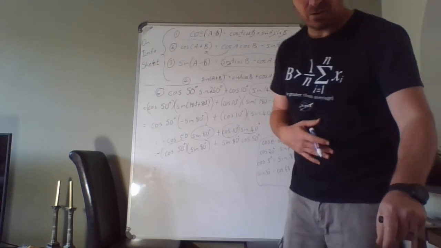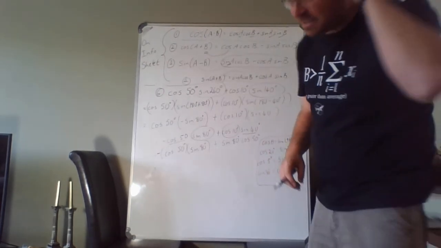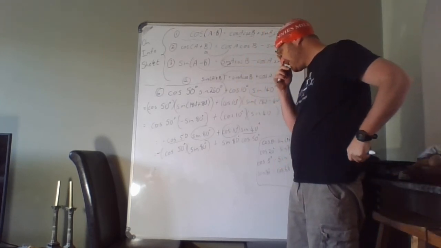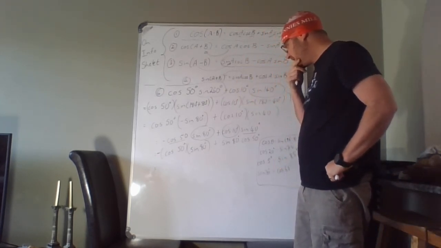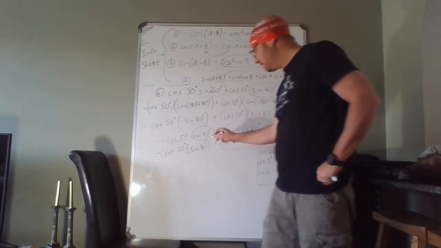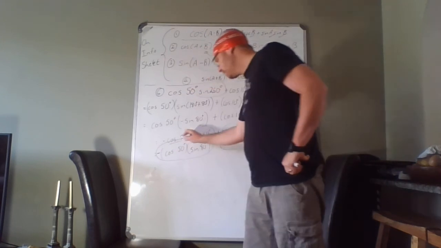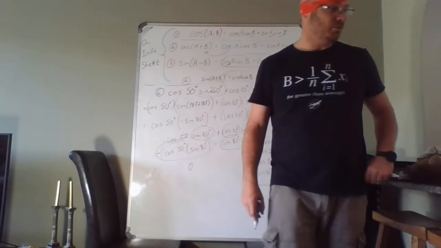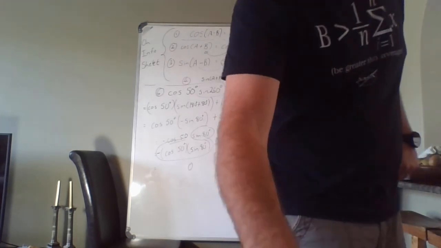Hang on. Press pause. Something seems to have gone wrong. Right, I did a crucial thing and I doubted myself. And there is no need to doubt yourself, because sine 80 cos 50 minus sine 80 cos 50 is simply going to be equal to 0. And we are done.